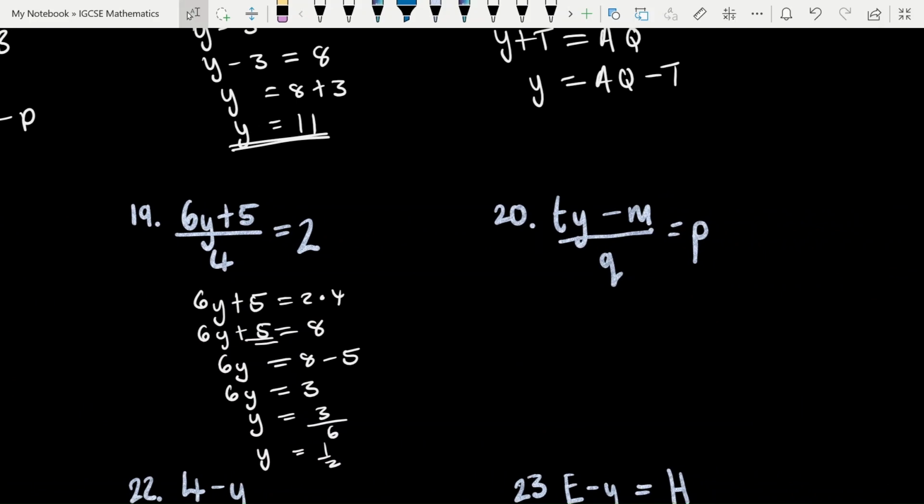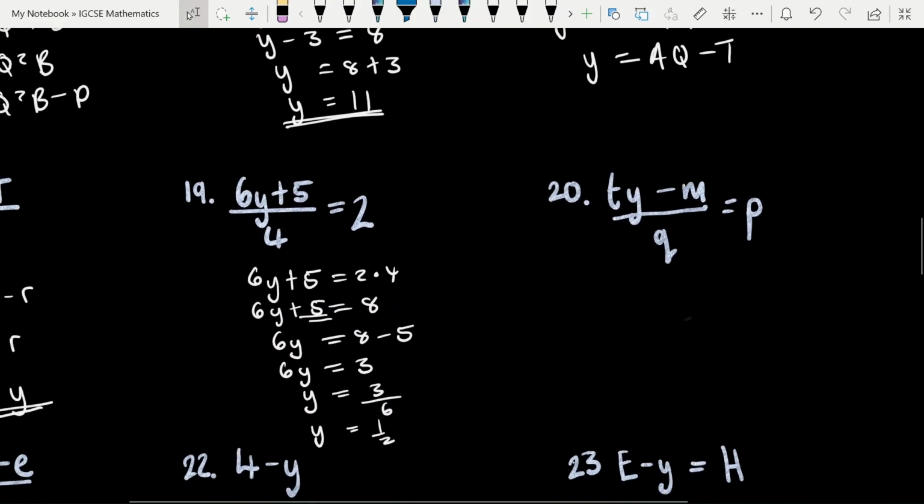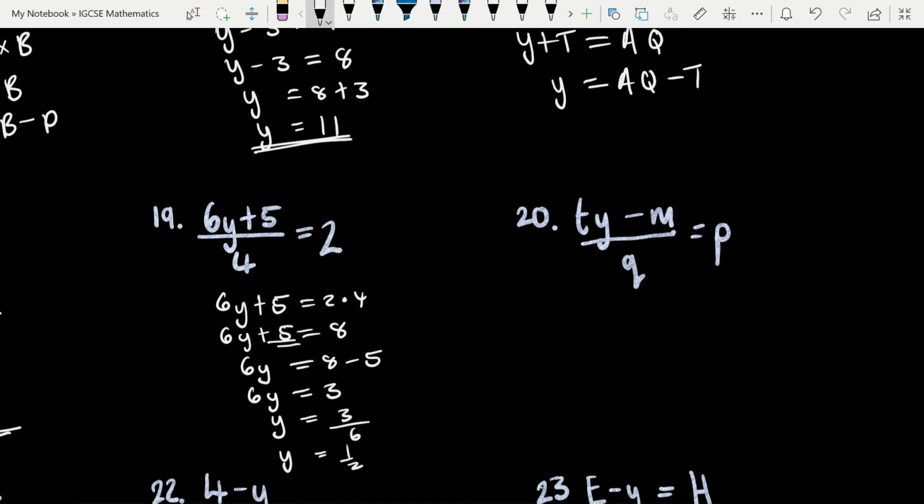Then we'll go to number 20. Ty minus m all over q is equal to p. Of course, we know what to start with. We start with q, because it's affecting everyone. So it's going to be ty minus m is equal to p is already there. Q is now coming to multiply. You can just write it as pq. We don't have to say p times q. We now know that p times q is pq, right?